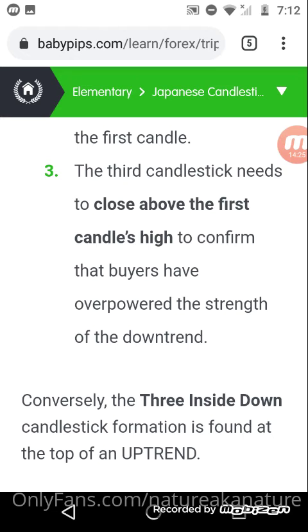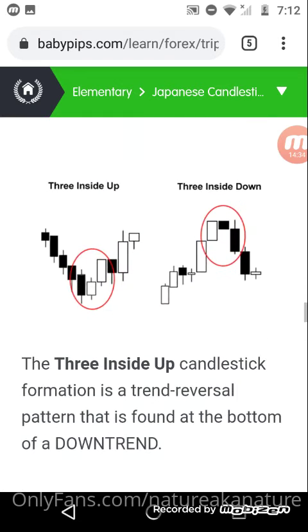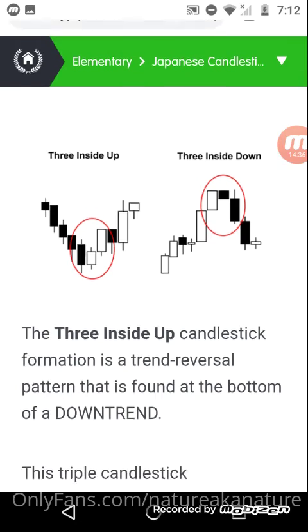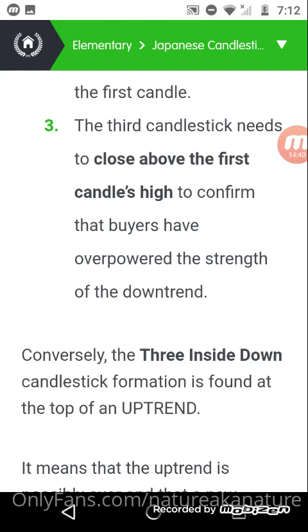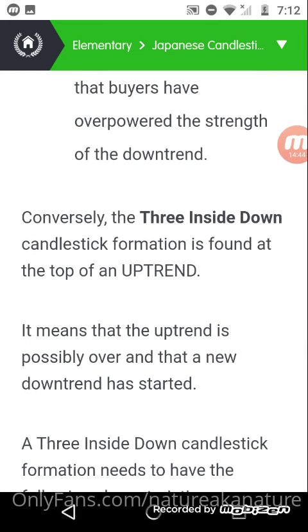So that's for the three inside up. Remember, it's three candlesticks and it's going up. Same thing for the triple stick candle pattern with three inside down. So it's three candlesticks and it's going down.